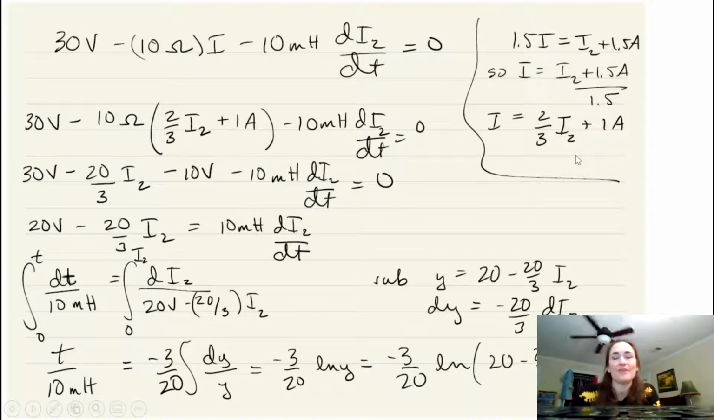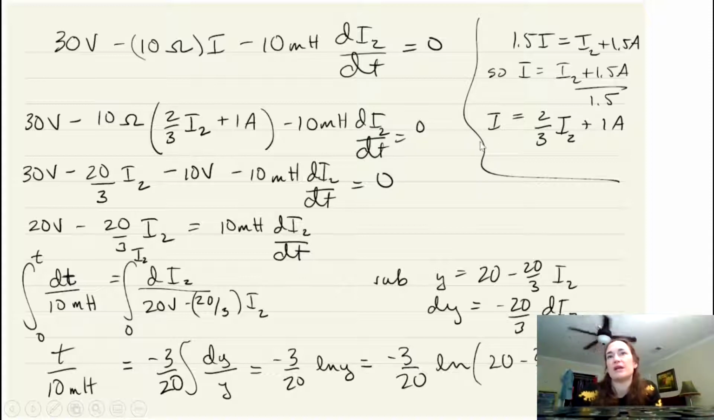Now I'm going to go back to my second loop rule equation, which was 30 volts minus 10 ohms times I minus 10 millihenries times di2/dt is equal to 0. This is a differential equation. Ideally, to solve it, I would want just I2 and t as my variables, and then I could get an equation for the current I2 with respect to time. But to do that, I have to eliminate the current I.